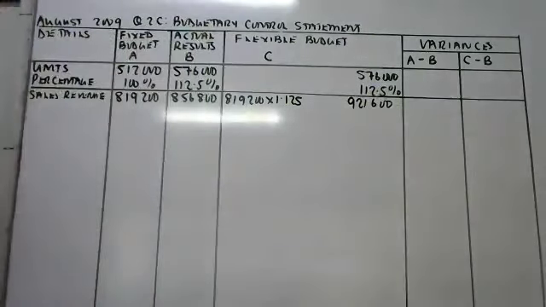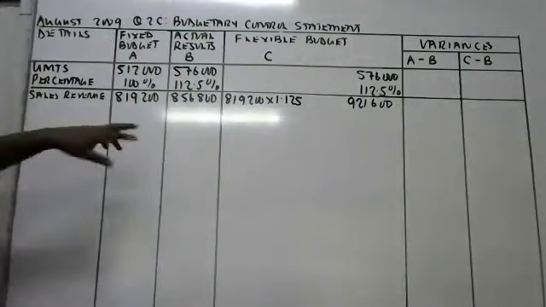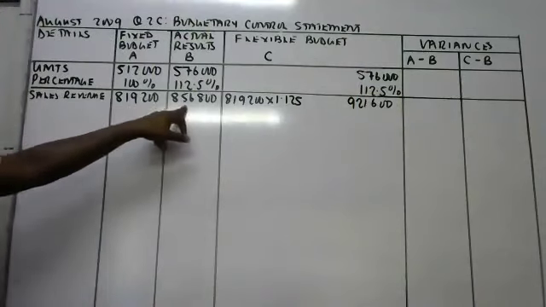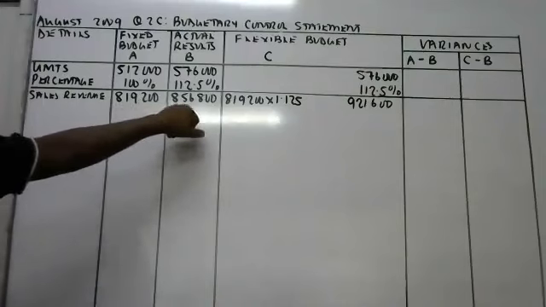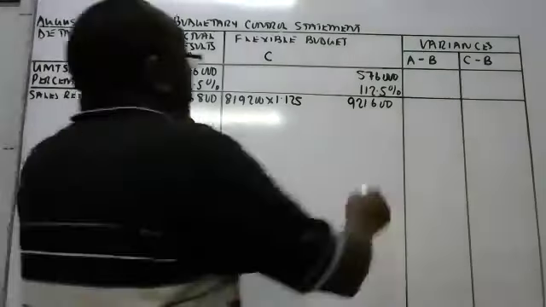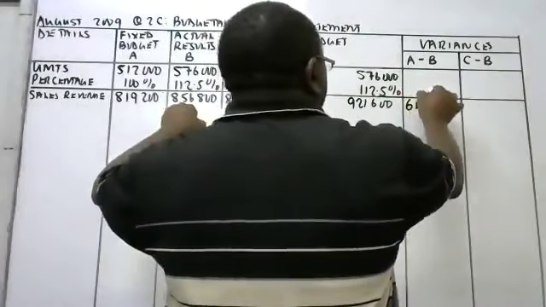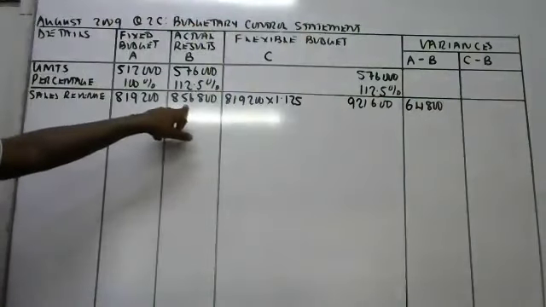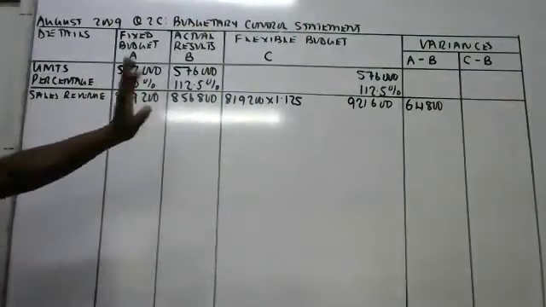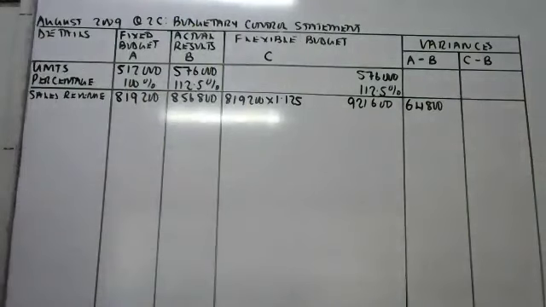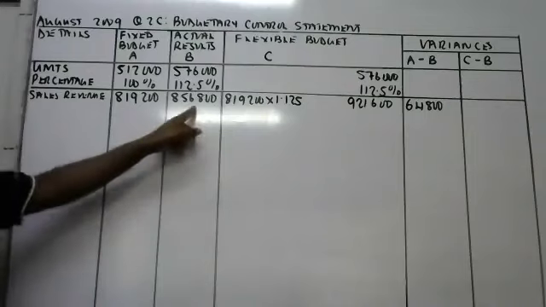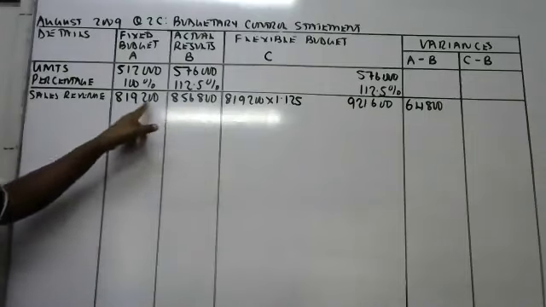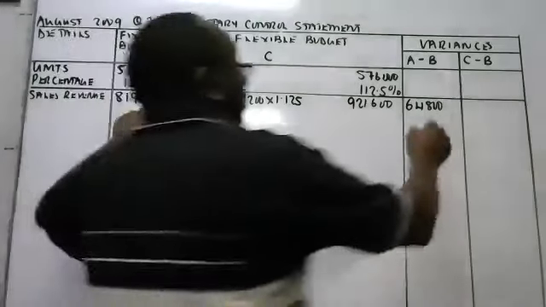We can compute the variance. When you compare this and this, give me the difference. 819 and 856, that is 64,800. And don't put the negative. What you need to say is, is it adverse or favorable? It is favorable because actual is more than budget.